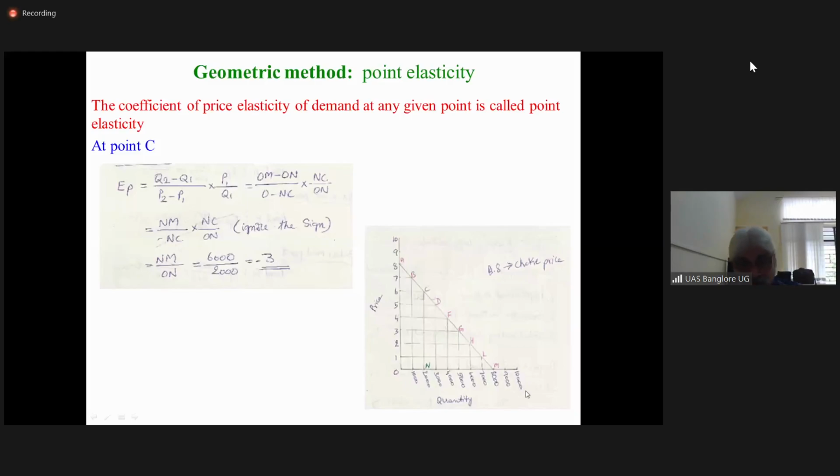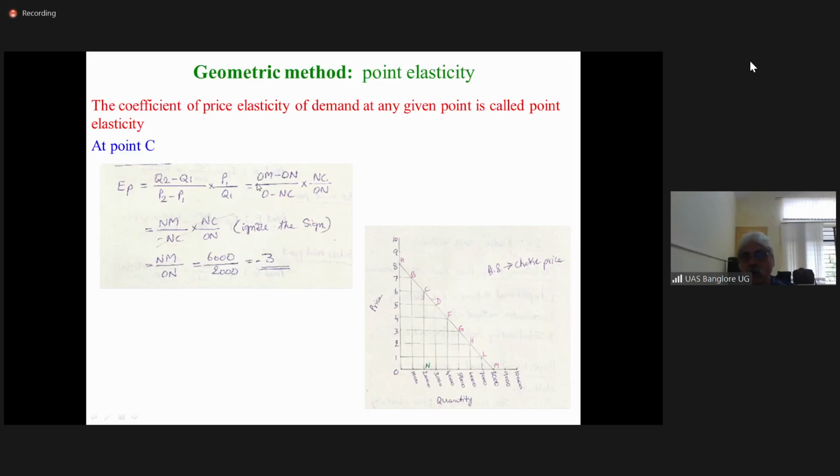In this graph, we want to find out how much is Q2, Q1, P2, and P1, and substitute it here. Since we are taking only one point, what could be the new point and the original point? So C is the original point, and the new point will be the maximum. That is 0 price and maximum quantity 8,000, because we don't know. So it is assumed 0 and 8,000.